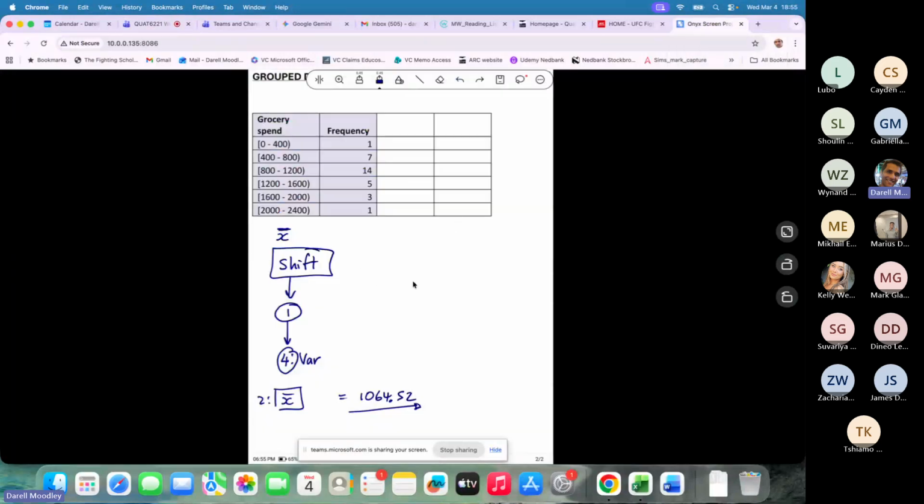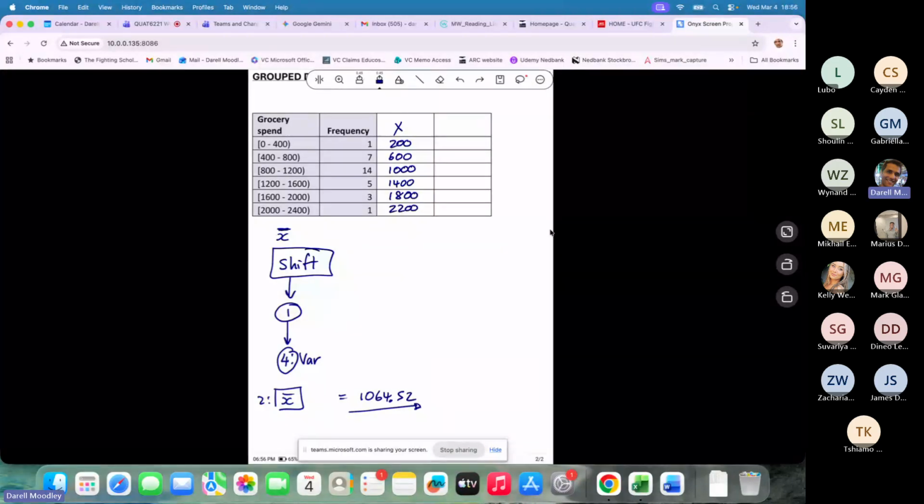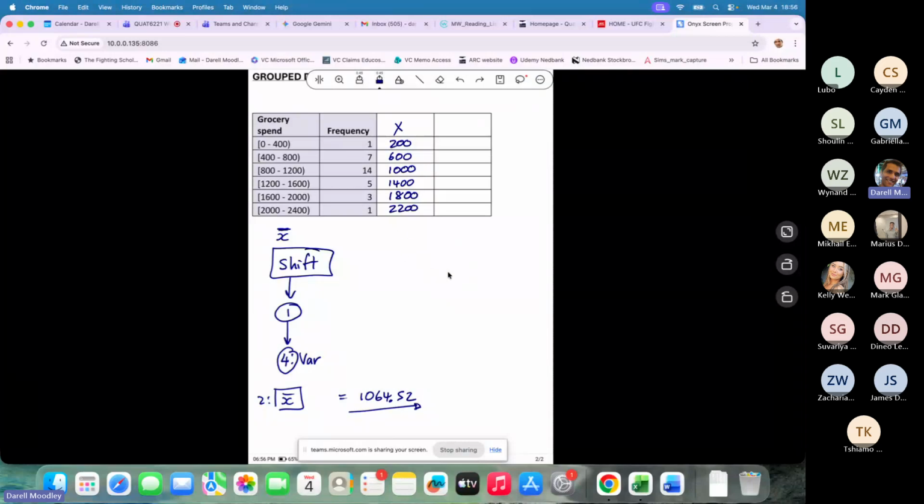I'm going to go back to the data set. This is what you should have for your X values in your calculator. You would have had 200, 600, 1,000, 1,400, 1,800, 2,200. So on your calculator, that's what you should have.